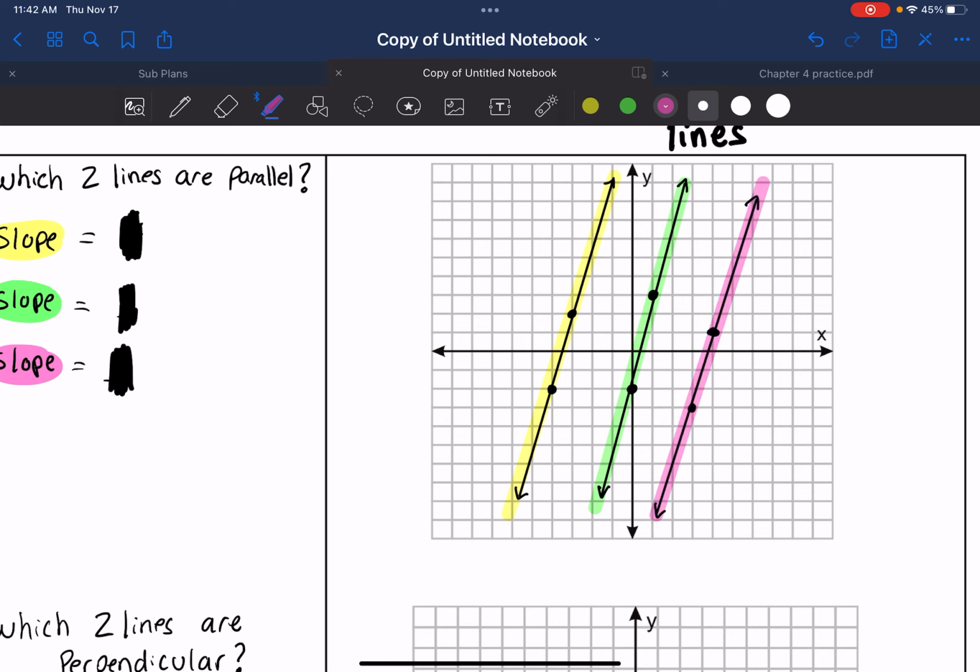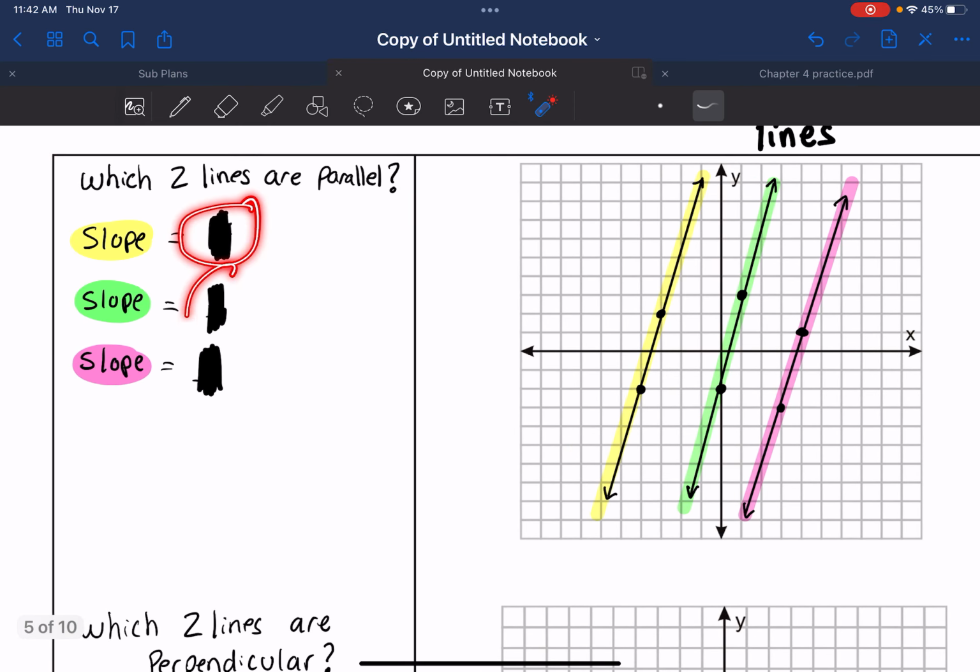Now, to somebody who would just glance at all 3 of these lines, they all look parallel to one another. But actually, there's one line that is not parallel. So how we would do this is we need to record the slopes of each of these lines over here. That's where those mess ups were.